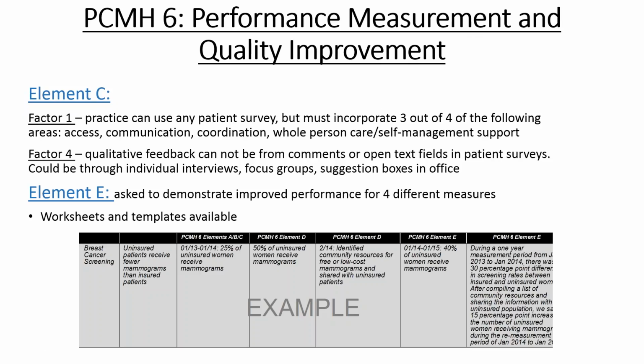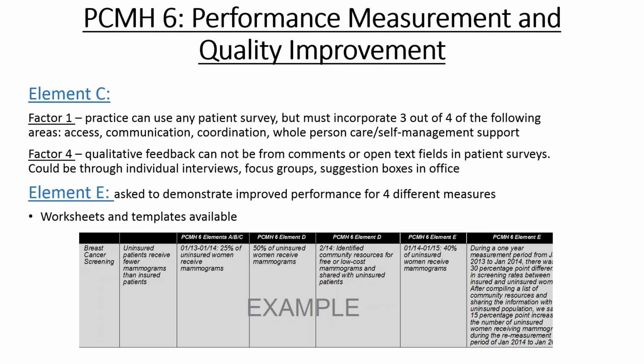The last standard, standard 6, looks at performance measurement and quality improvement. So element C specifically in this standard looks at the measure of patient and family experience. Factor 1 being that the practice conducts a survey to evaluate the patient experience, and it's been asked, and many offices obviously have some type of survey that they've used, and you can use any patient survey, but it must incorporate 3 of these 4 areas, being access, communication, coordination, and whole person care and self-management support. So if you already have a survey that you use and you just want to use that, it may take some tweaking to make sure that it addresses 3 of those areas. But for this factor, there is not a specific survey that you have to use.